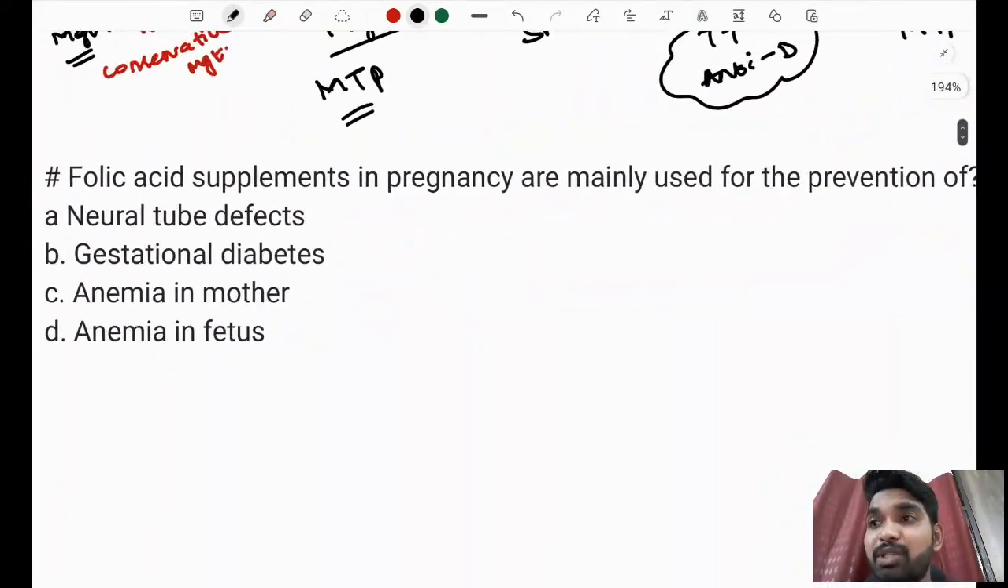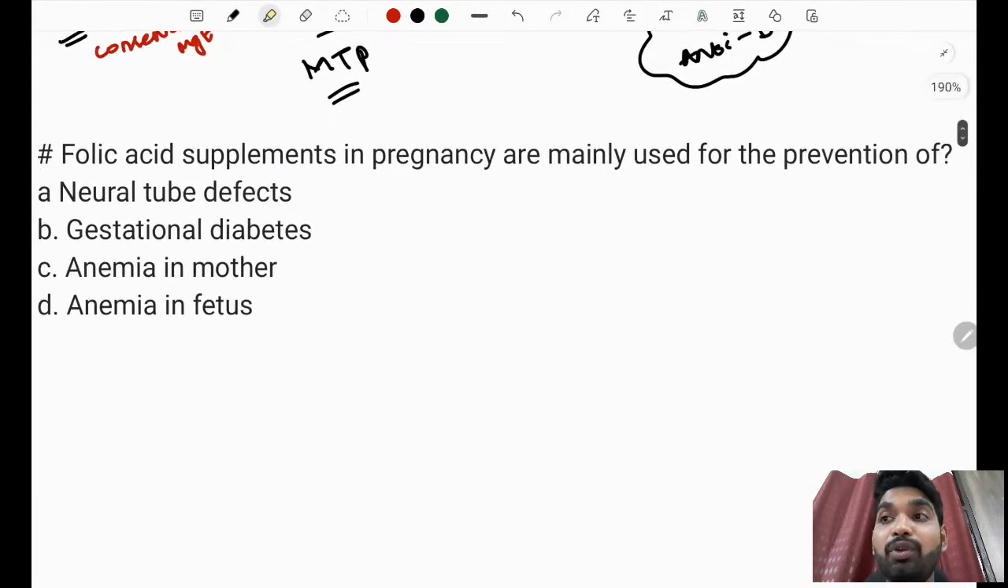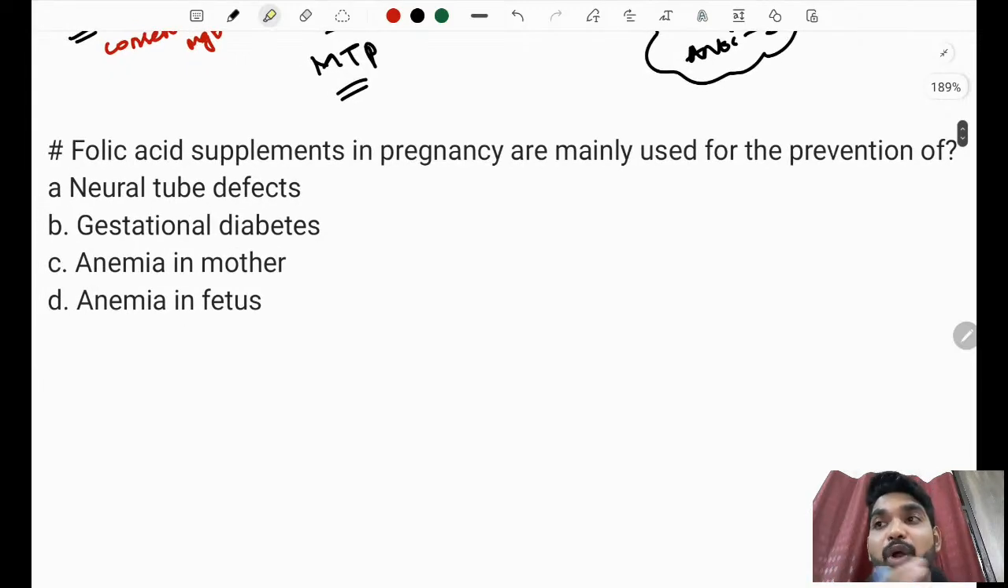Now coming to the next MCQ. Tell me what is the answer for this. Before answering, go through the question properly, read the MCQ twice, thrice, and then answer. Don't be in a hurry to answer MCQs in tomorrow's exam. Study your MCQs twice and thrice and then answer.